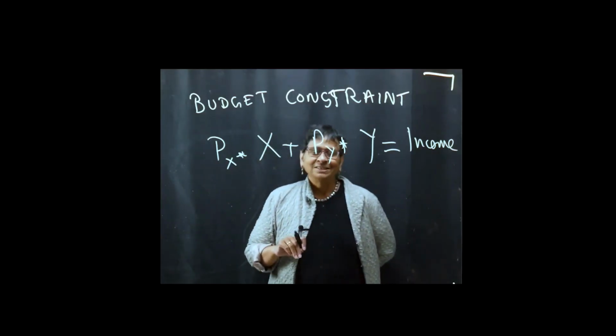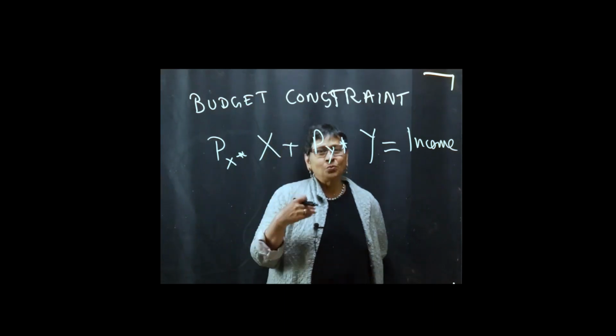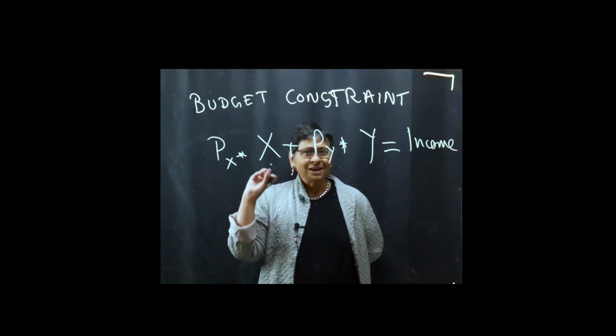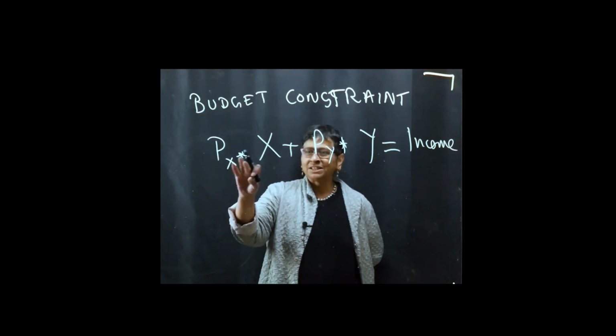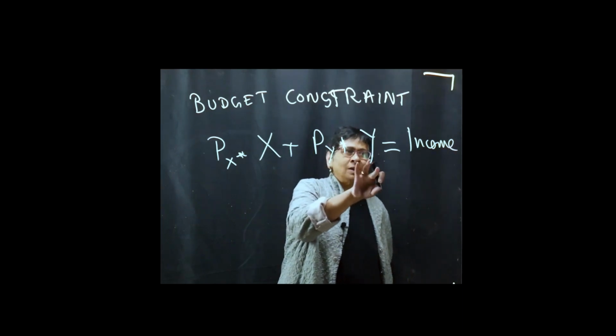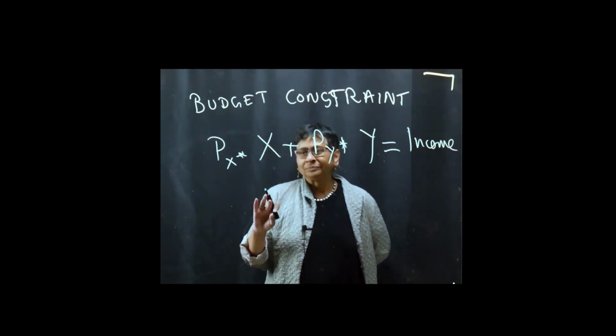Hello everyone, we're returning to the budget constraint, which is what we did in the last unit. And our equation was price of x times x plus price of y times y equal to income. And the basic idea is very simple.